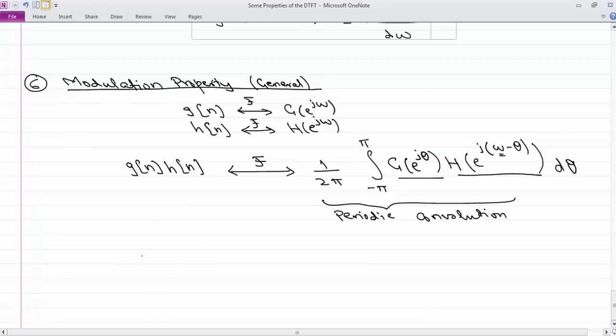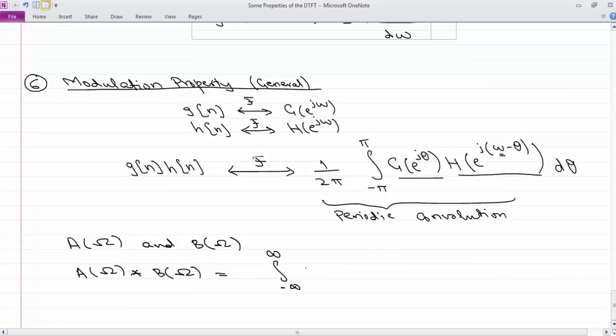Again, if you are a little in doubt, let's consider two functions, A of capital omega and B of capital omega. If I want to compute their convolution, it is given by the integral from minus infinity to infinity of A of tau, B of omega minus tau, d tau. You should compare the two expressions above and below. It is exactly convolution. The e to the j, as we talked about, is there just to remind you that it's the discrete-time Fourier transform. But it's exactly the same formulation: you fix one, flip the other, and slide it. The only difference is the limits of integration.